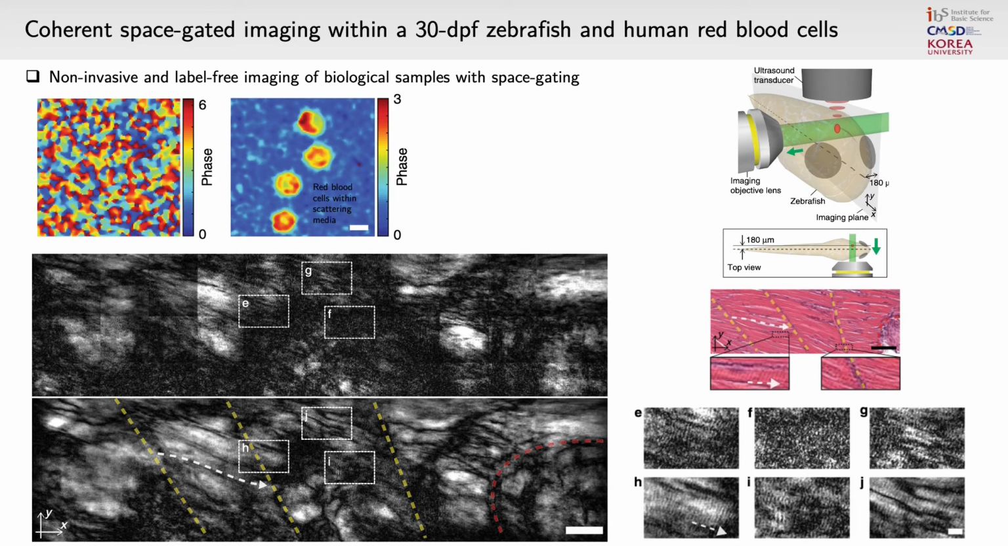To prove the effectiveness of space gating, we demonstrate non-invasive and label-free imaging results of biological samples. The first notable result is the phase image of red blood cells within scattering media. The cells are clearly visible on the right where space gating is applied. The other result is the intensity image of zebrafish muscle fibers. Especially, we acquired the large field of view image with high resolution of optical imaging. The scale bars in the images E to J indicate 10 microns.